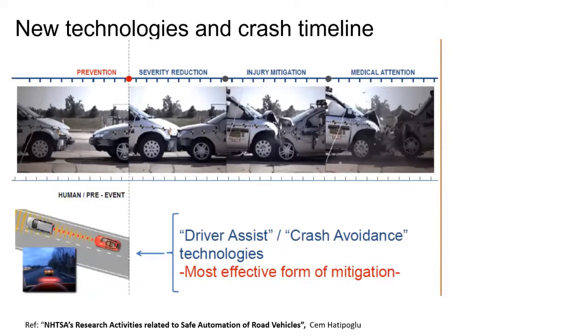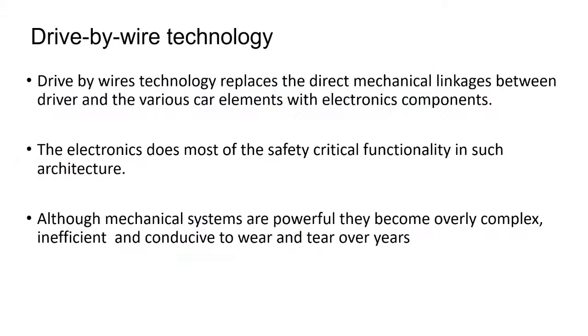If you look at today's driver assist or crash avoidance systems, if the human can actually intervene and make sure that the system doesn't get into the crash condition, that is the best mitigation we can have. So we want to make sure that we don't enter into a safety problem and we can mitigate that. That's the best way. That's why autopilot and autonomous steering is so useful going forward.